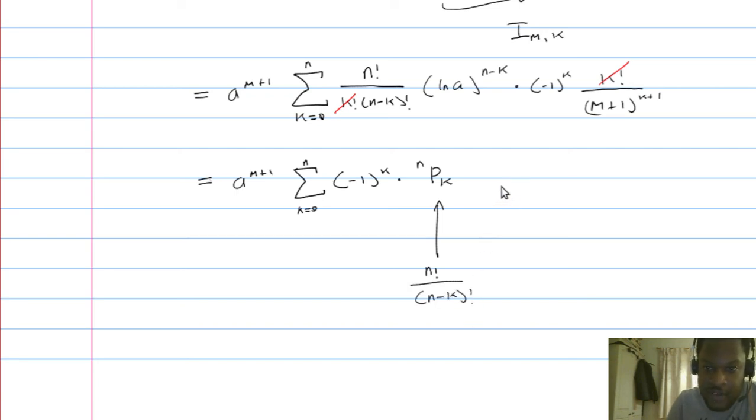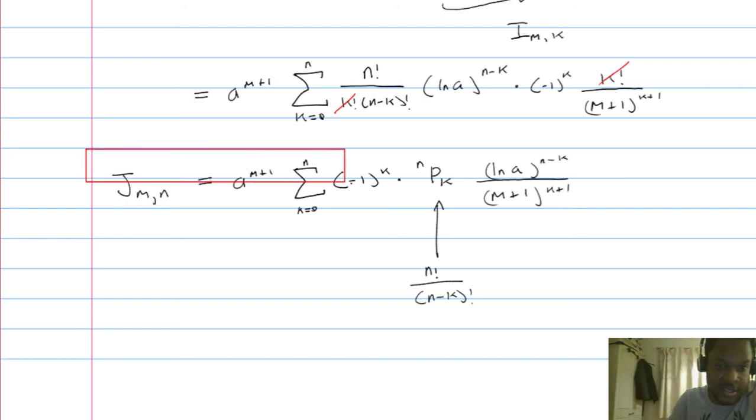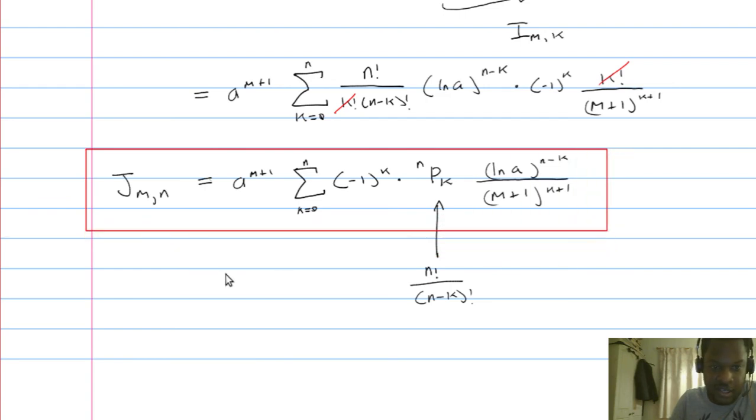Okay, very good. So now we have just this guy left over. So we have the natural logarithm of a to the n minus k, all divided by m plus 1 to the k plus 1. And this is our integral I. Oh, sorry, please excuse me. That's not I, that's J m n. And this is our integral J m n. And this is our answer. And I'm not even going to try to say this out loud because it's a sum over some quite gnarly looking things right there. But this is the result.